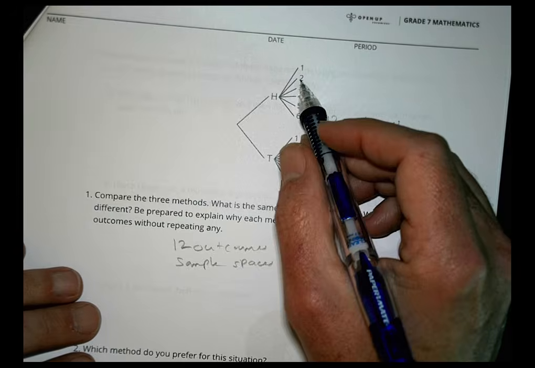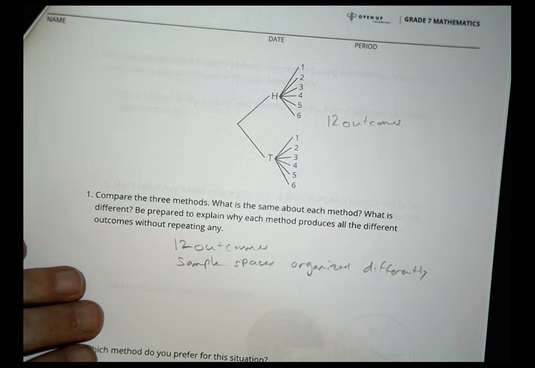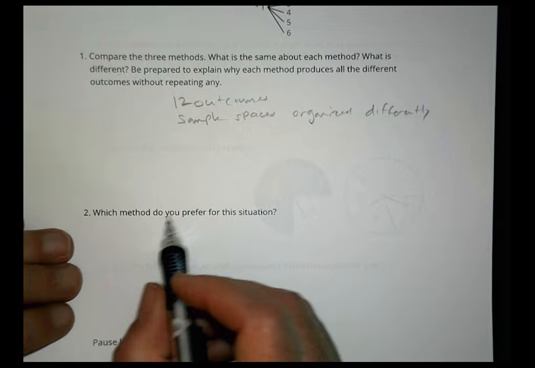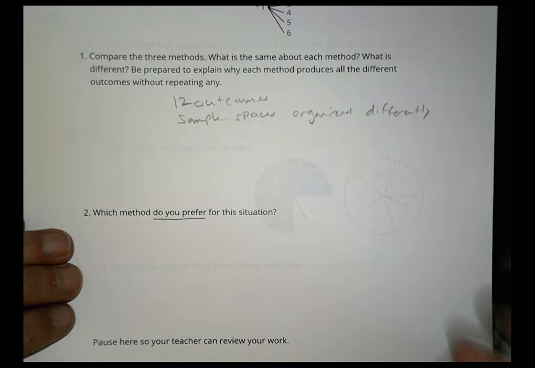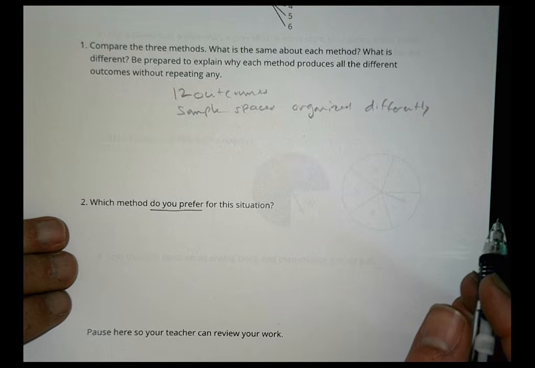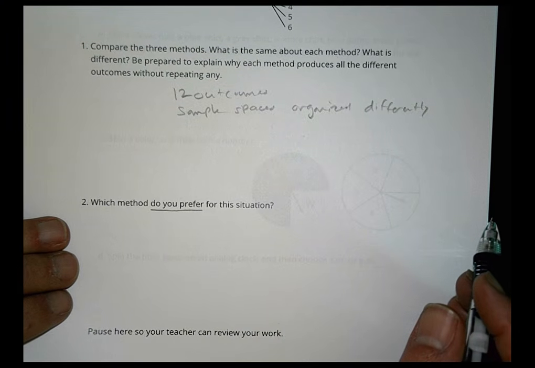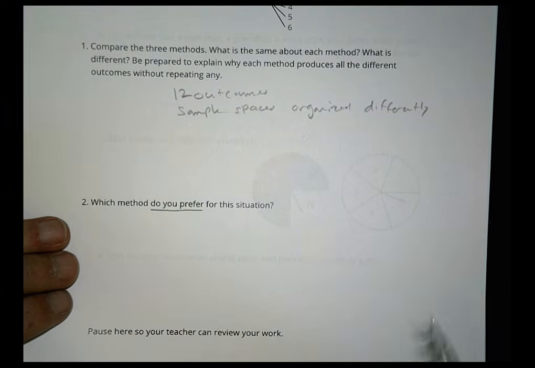The hard part about the tree, as you can see, is that I start running out of space pretty quickly because the branches keep growing. So question number 2 is, which method do you prefer for the situation? That's really up to you. There's no right or wrong. It's which one do you like to use if someone said, show me all the sample spaces, which one makes the most sense?